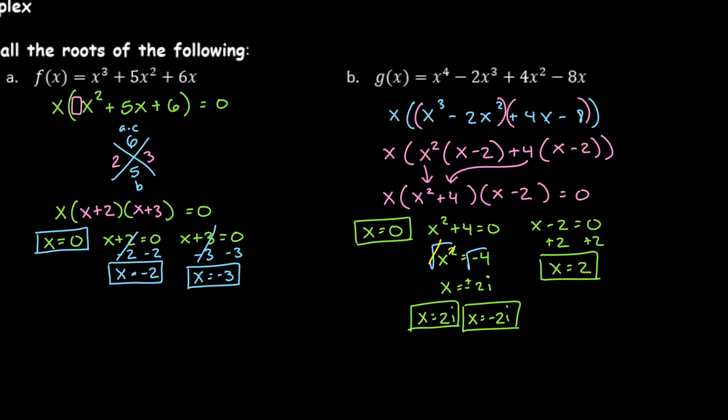Looking at these two problems, how many roots did I have for A? 3. How many roots did I have for B? What could have told us how many roots I should end up with? The number of numbers. Yeah. Right, the leading term. This is x cubed. So because there are 3 x's in our leading term, I should end up with 3 roots. This is x to the 4th. Because there are 4 x's as my leading term, I should end up with 4 roots. Okay? So this is a key indicator of how many roots you should end up with.